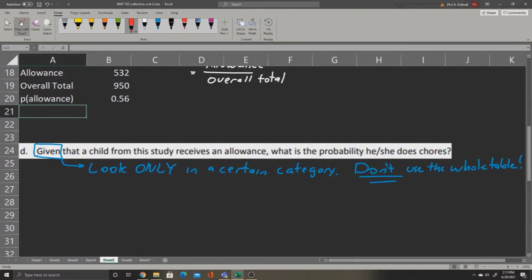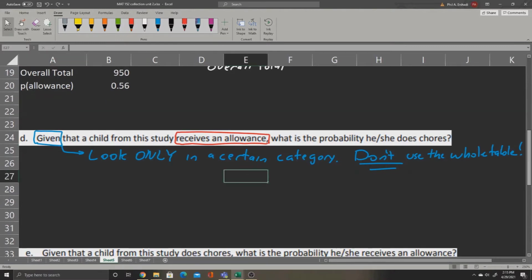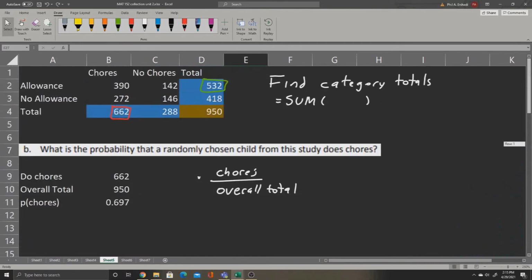Now, if we look further in the sentence, it says that the child does receive an allowance. This means we will only look at the children who receive an allowance for the purposes of question D and not look at the whole table. So let's have a look at the table and copy only the part where the child receives an allowance.